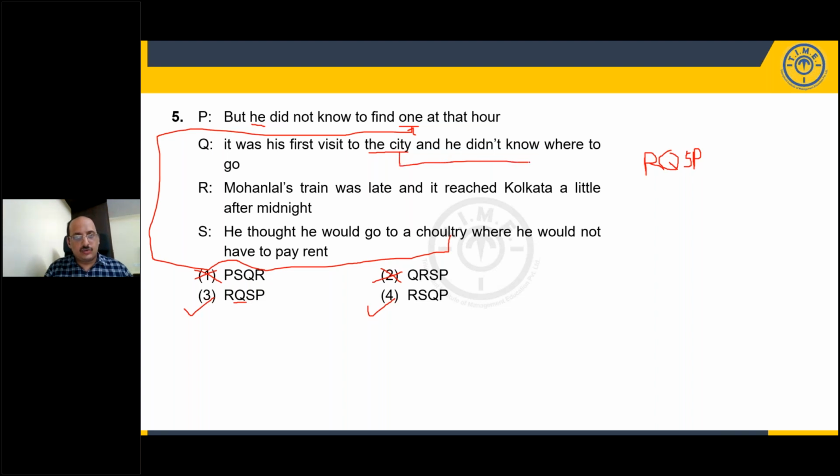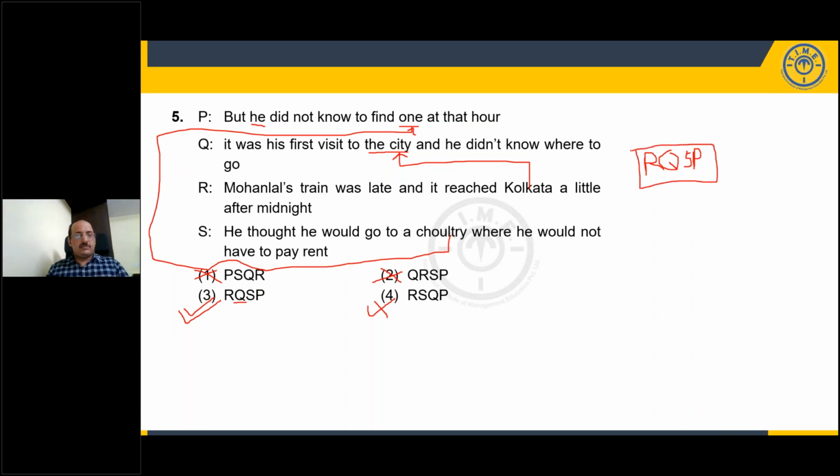Which means R and Q ka bhi group hai mere paas. So ideally, I cannot take Q after S, because R and Q also come together. So option number 4 gets eliminated. My answer is option number 3. All right, guys, my answer is RQSP.